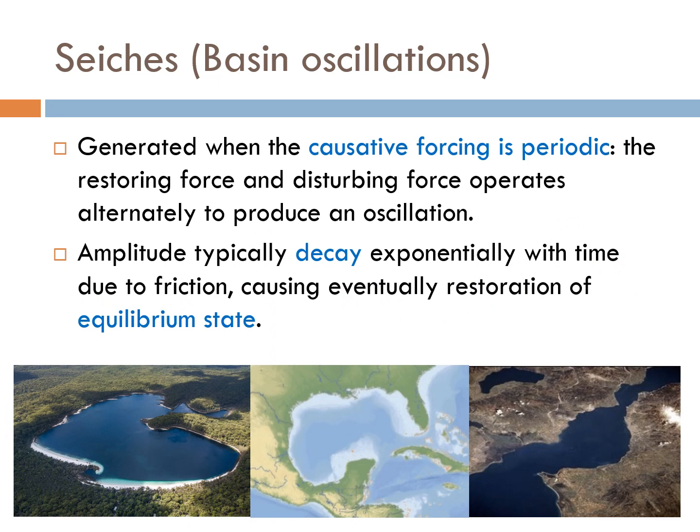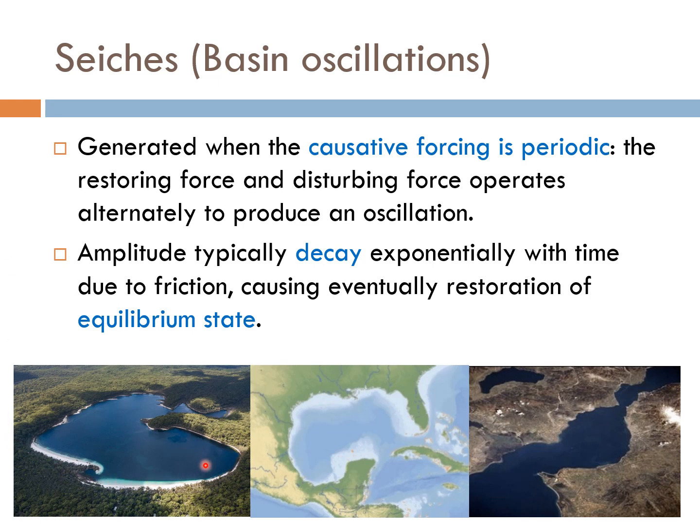So essentially, seiche is a result of the periodic causative force and the restoring force operating alternately, producing the kind of oscillation that we have just observed. Of course, as the seiche happens over time, after the causative force is no longer present, its amplitude would eventually decay due to friction, and eventually the water body is able to restore to its initial condition.